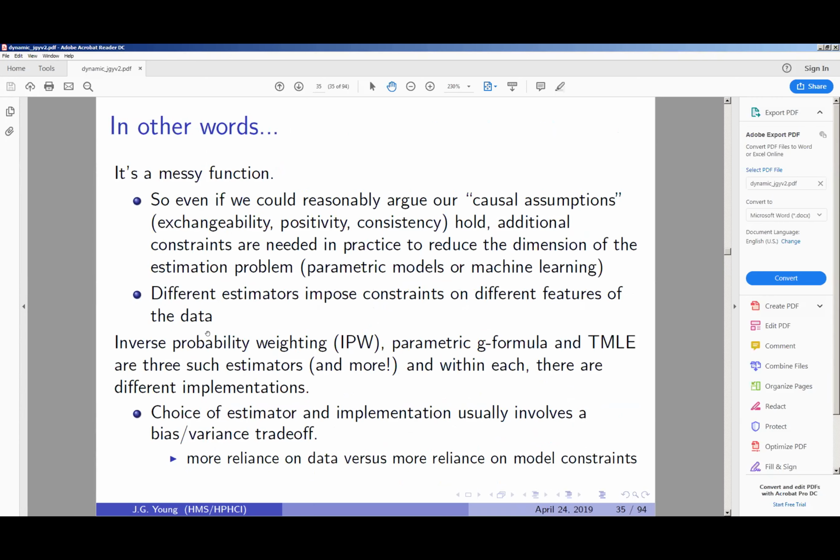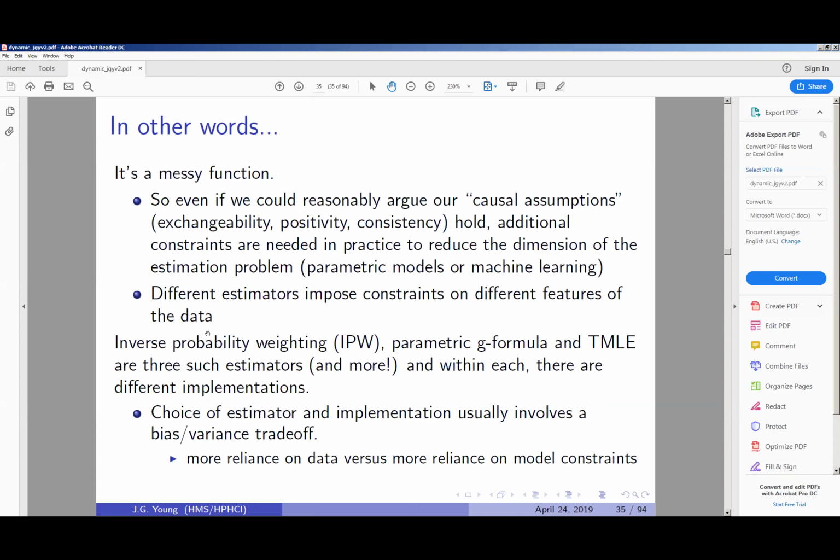So even if we could reasonably argue that the first challenge, our causal assumptions holding, is overcome, additional constraints are going to be needed in practice to reduce the dimension of this estimation problem, either through the use of parametric models or maybe machine learning, like Maya talked about with the superlearner.